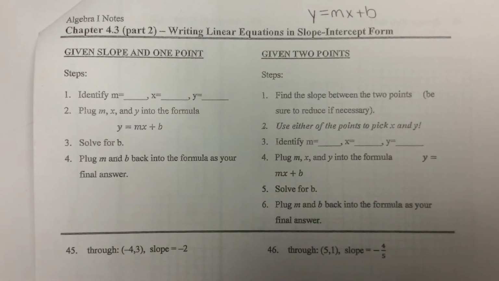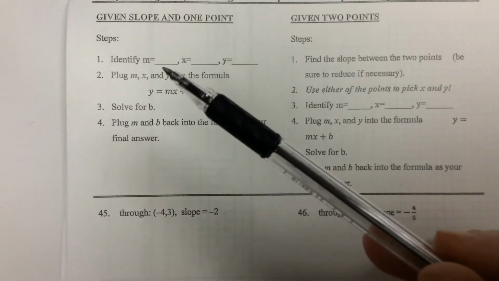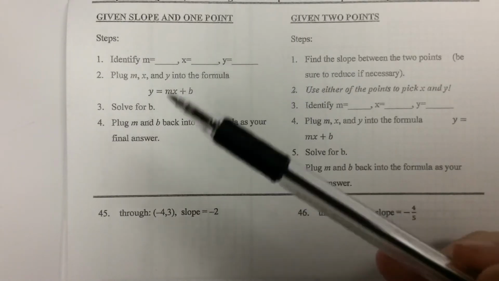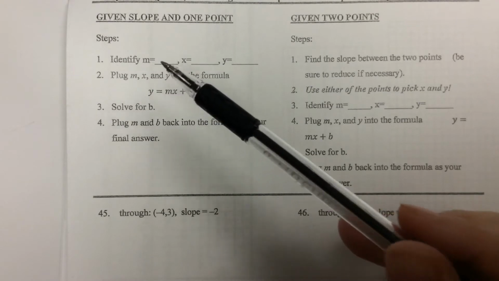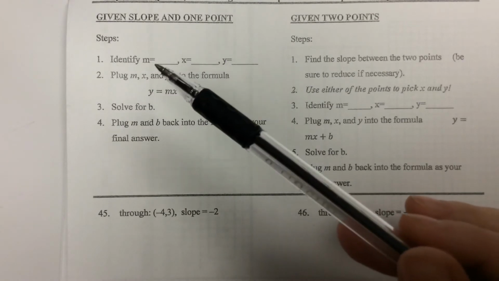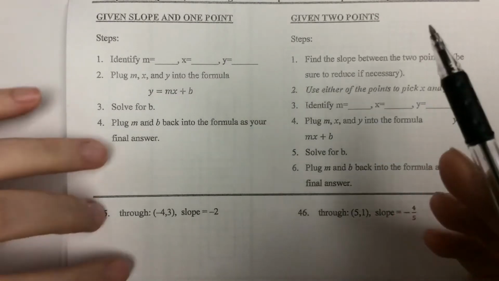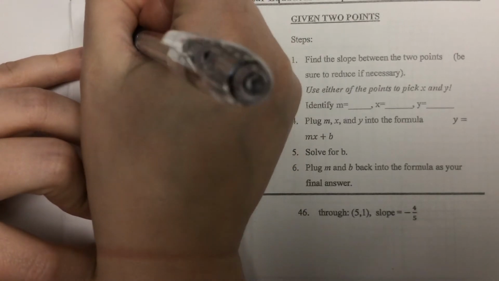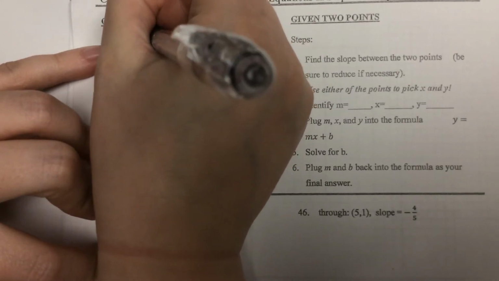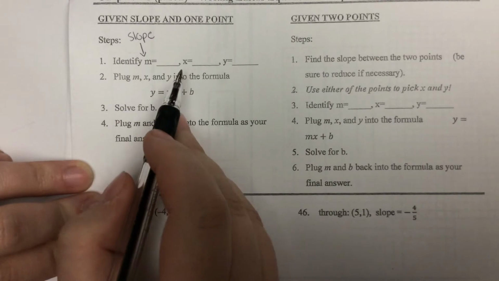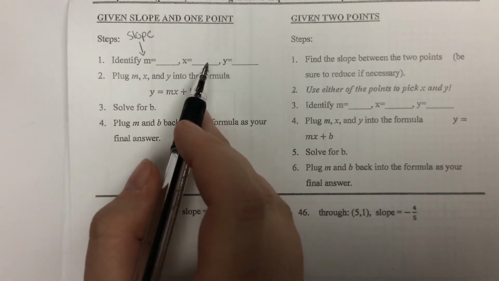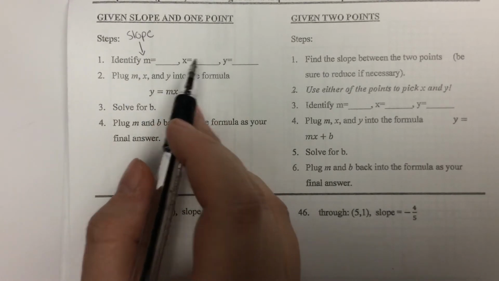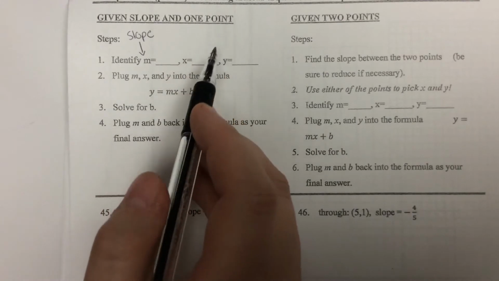There's a little bit more algebra involved in these. When we are given the slope and 1 point, here are the steps you're going to follow. First, you need to just take a second, look at the equation, and identify all your parts. So remember what m is. It's a slope. So identify your slope, your input, and your output, so basically the x and y of your ordered pair. If you're given a point, it's going to be an ordered pair.